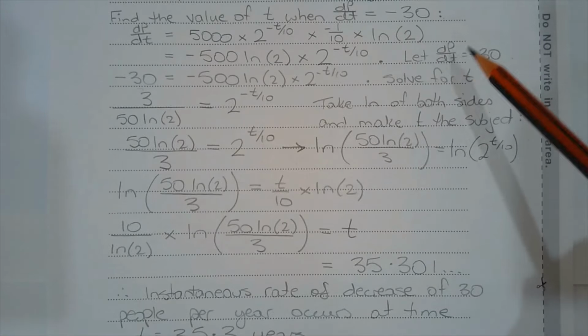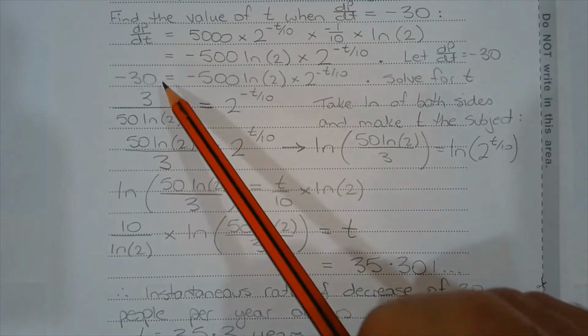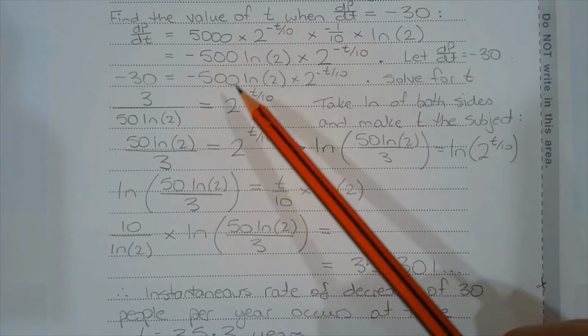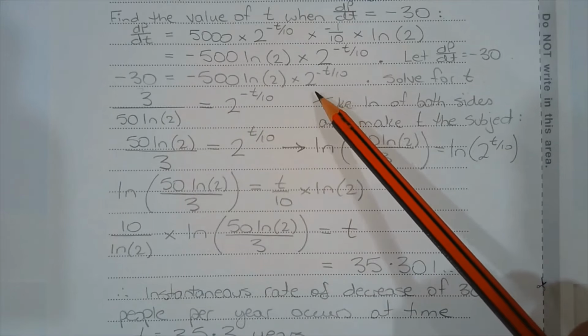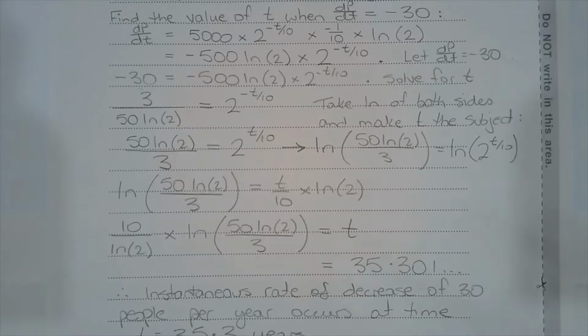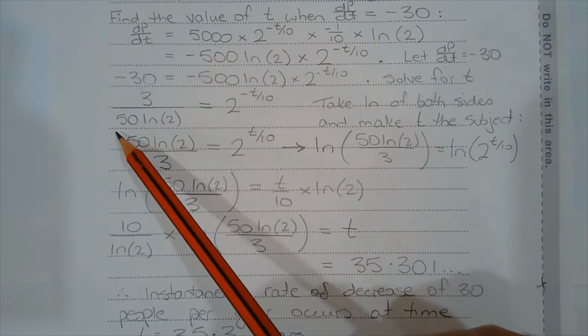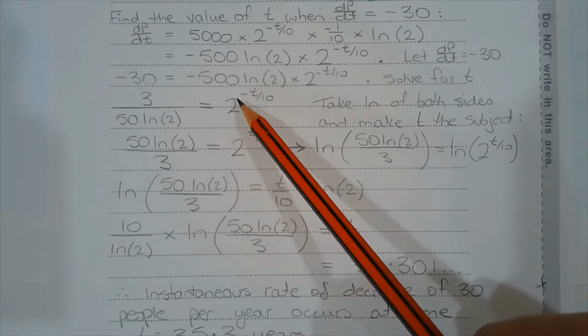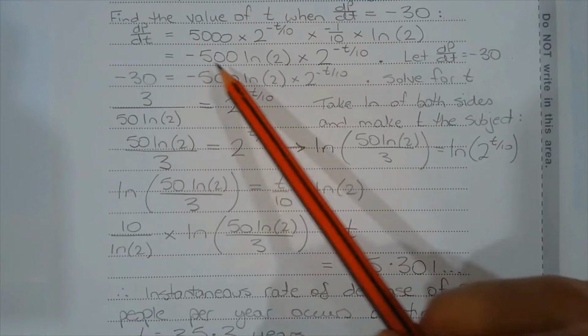Let dP/dt equal negative 30. So negative 30 is equal to negative 500 ln of 2 multiplied by 2 to the power of negative t over 10. We're going to solve for t. And 3 over 50 ln of 2 is equal to 2 to the power of negative t over 10. So that's dividing both sides by negative 500.